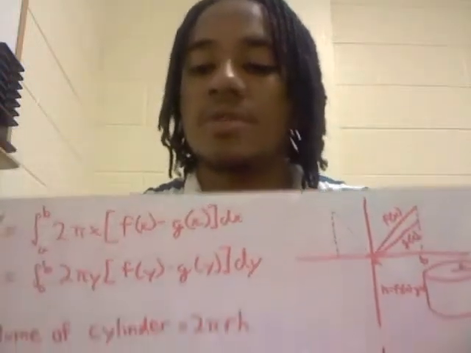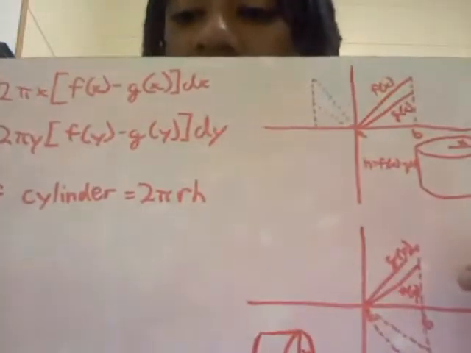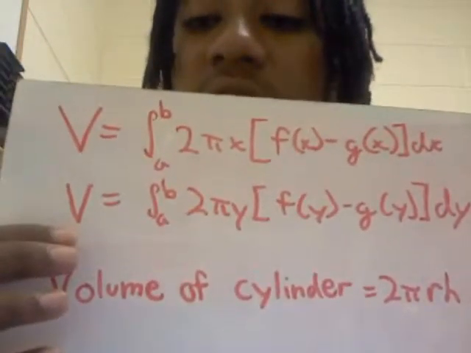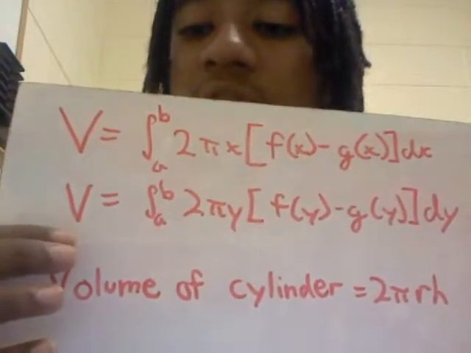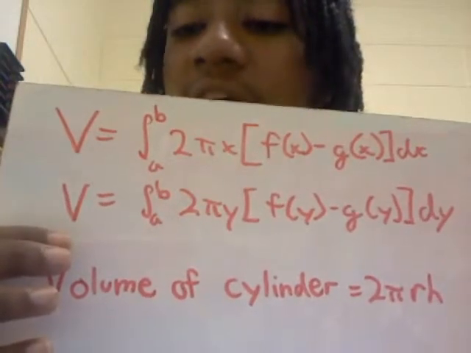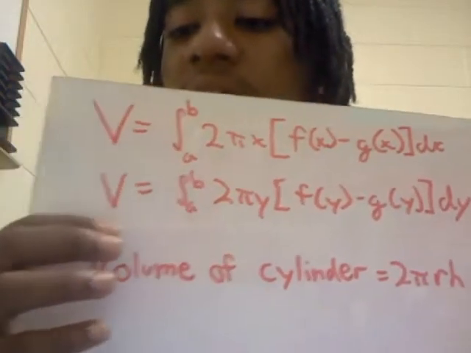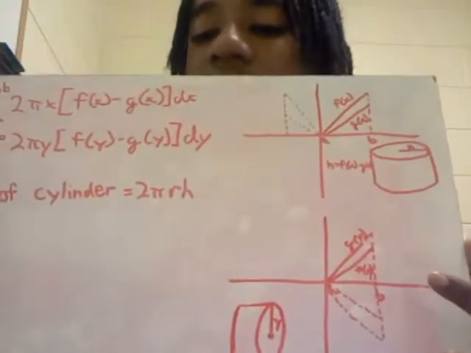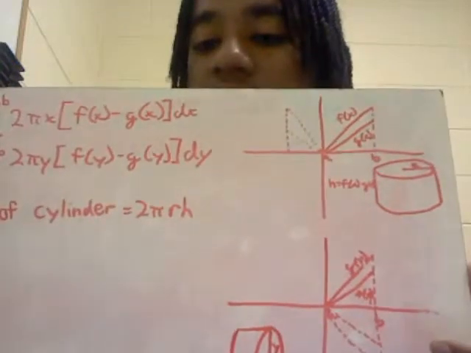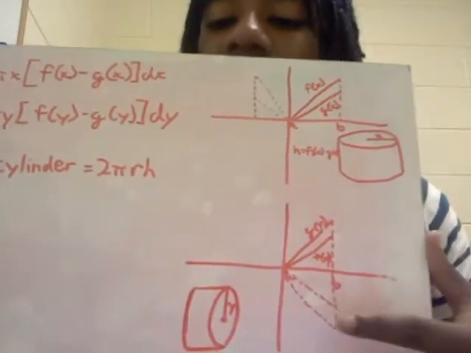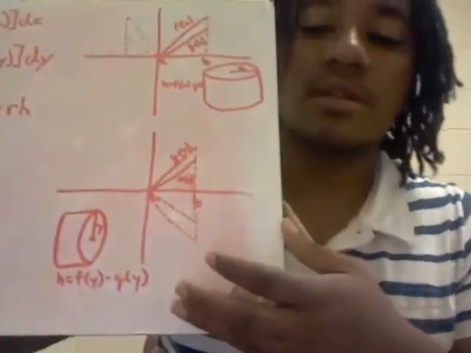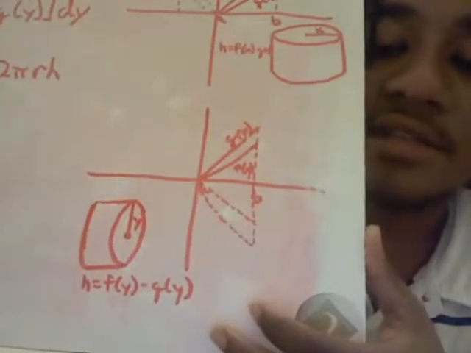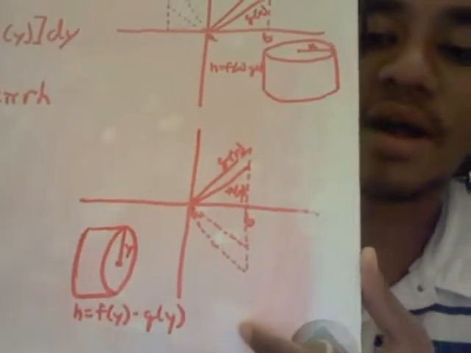Now, there's another thing, which is when you revolve it around the x-axis. Then you will use the dy form, which is the integral from a to b of 2 pi y times f of y minus g of y dy. When this graph is revolved around the x-axis, it creates a cylinder. The cylinder has a radius of y and a height of f of y minus g of y.